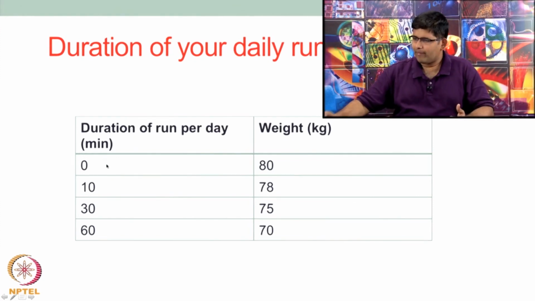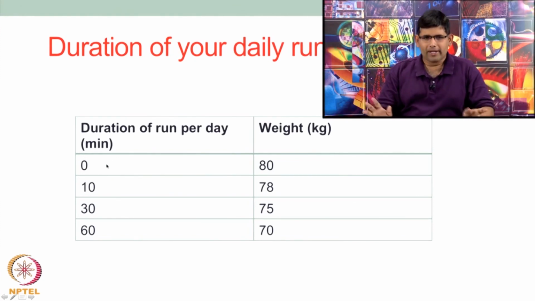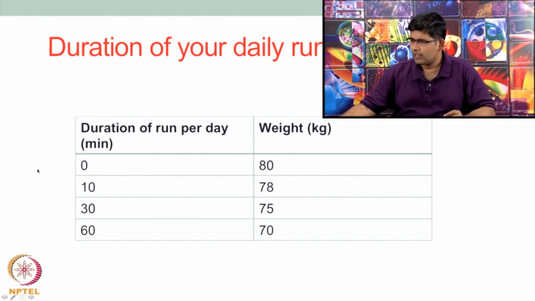So, let us say I have 0. So far I have not been running, so that is 0. That means I have not been running at all. 0 minutes of running, and my weight is 80 kg. Now, from today onwards, I start running 10 minutes every day for a month or two. Then I measure my weight for a period where I run 10 minutes, and I find that my weight is about 78 kg, which is reduced by 2 kg.